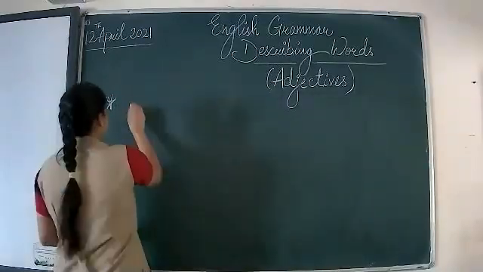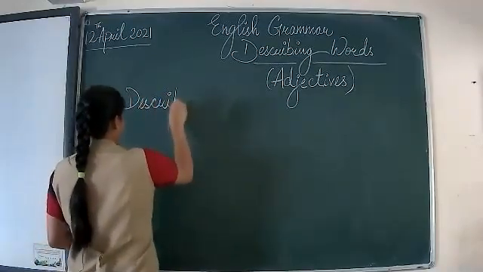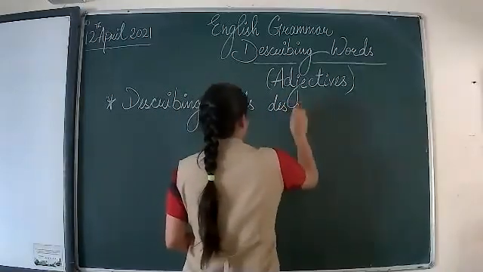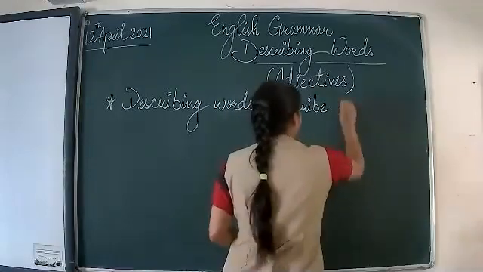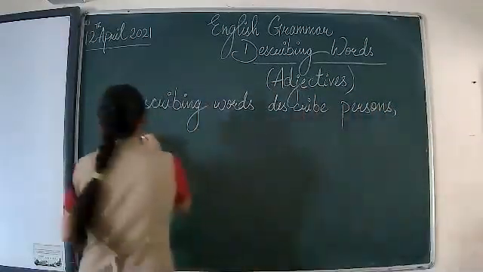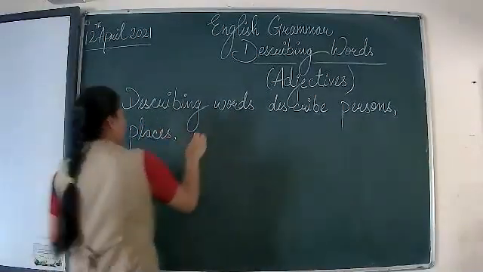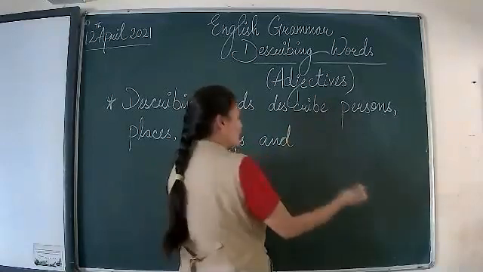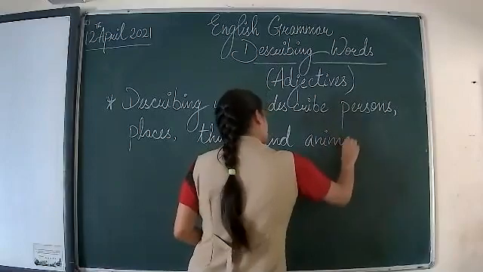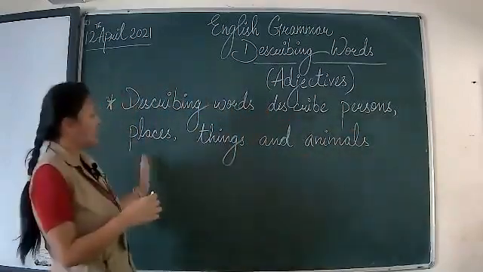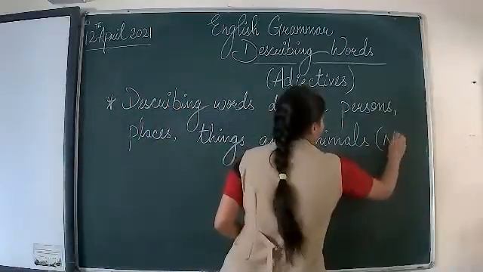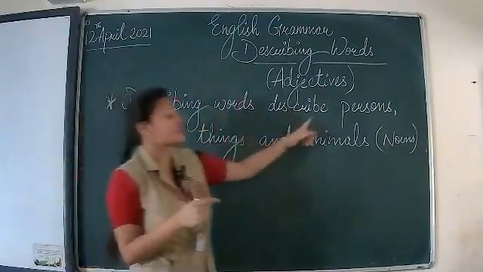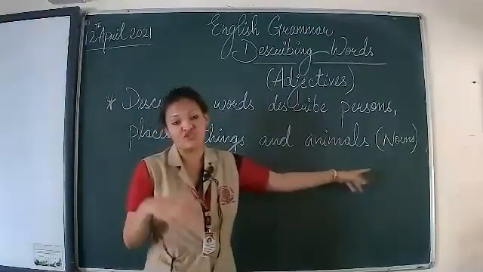Again, describing words describe persons, places, things, and animals. And what are persons, places, things, and animals known as? Nouns. Okay, so adjectives, or describing words, describe persons, places, things, and animals, which are called nouns.